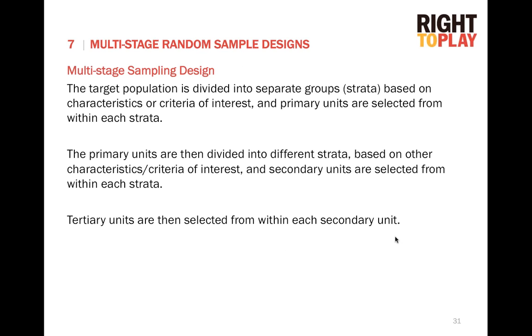Basically, the target population is divided into separate groups known as strata, again, based on the characteristics or criteria of interest, and then primary units are selected from each strata. Then the primary units are divided into different strata again, based on other characteristics or criteria, and then secondary units are selected from within each of these strata. And then from there, you might stratify again, and then your tertiary units are selected from that next level of sample until you get to your final level of stratification or selection. So basically until you get to the individual level.